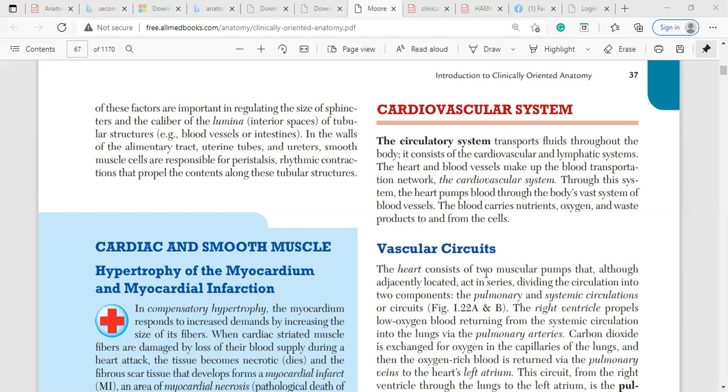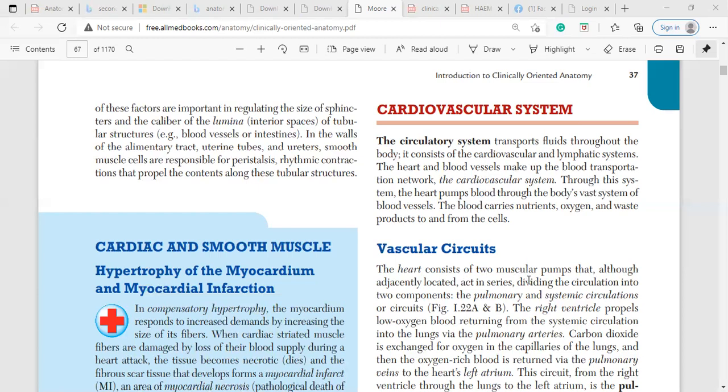There are two muscular pumps in the heart. The heart itself is a muscular organ. Yes, it's a muscular organ. But in that heart, there are two muscular pumps that pump blood out into the vessels. So what are these two muscular pumps?